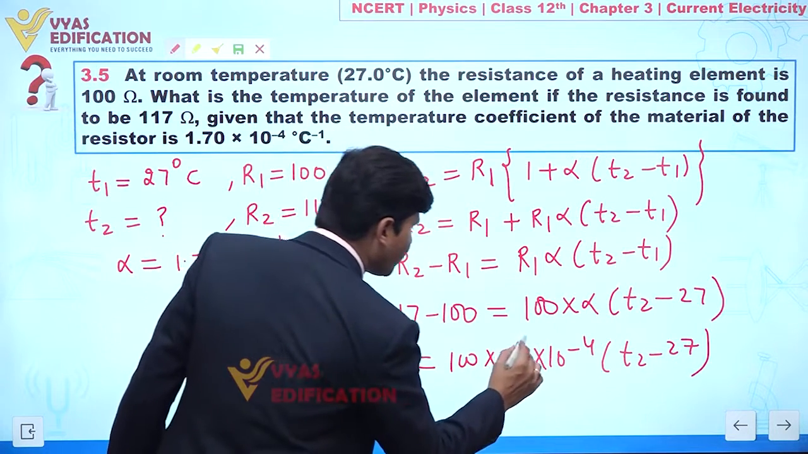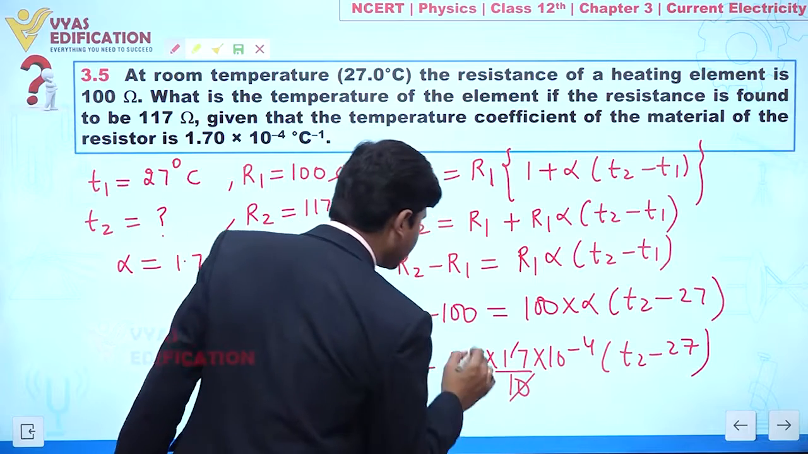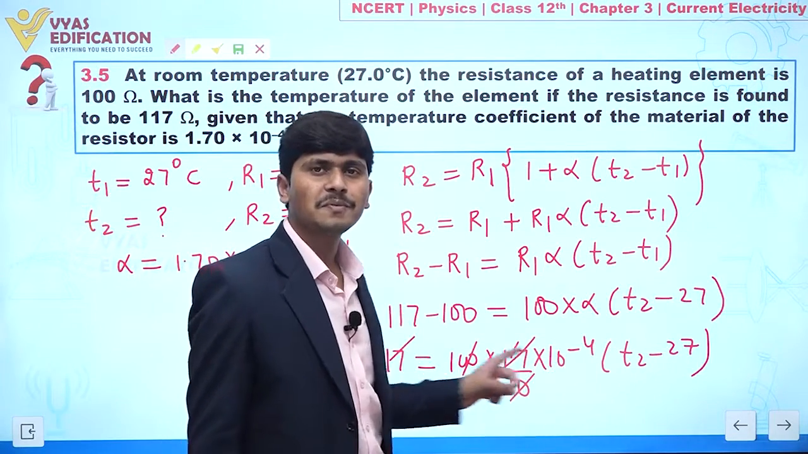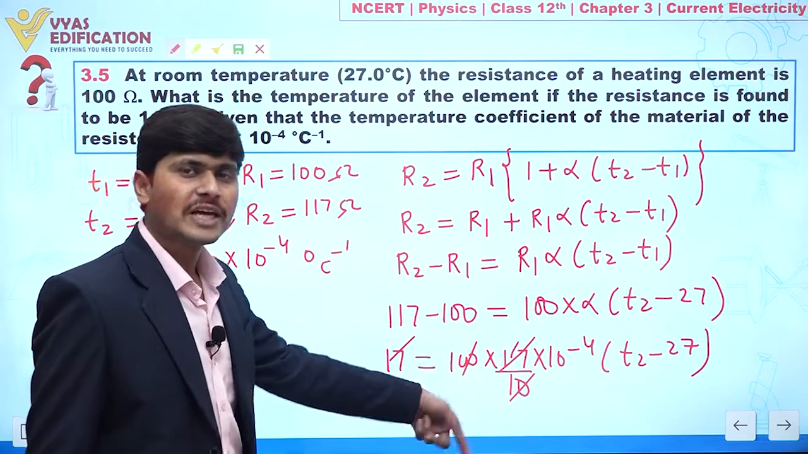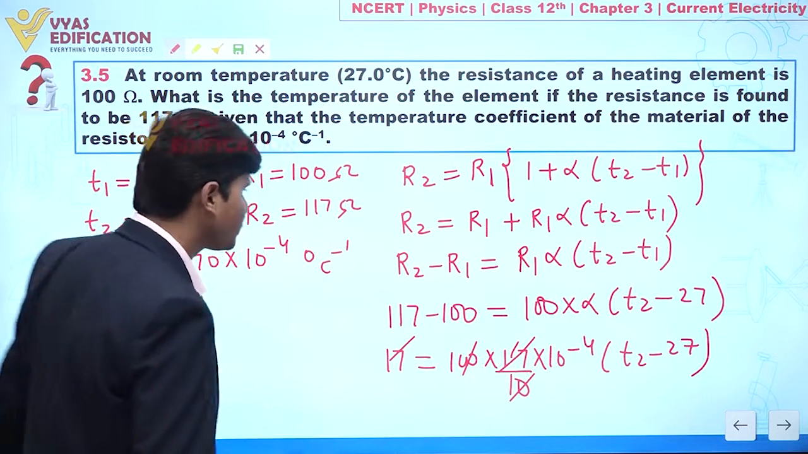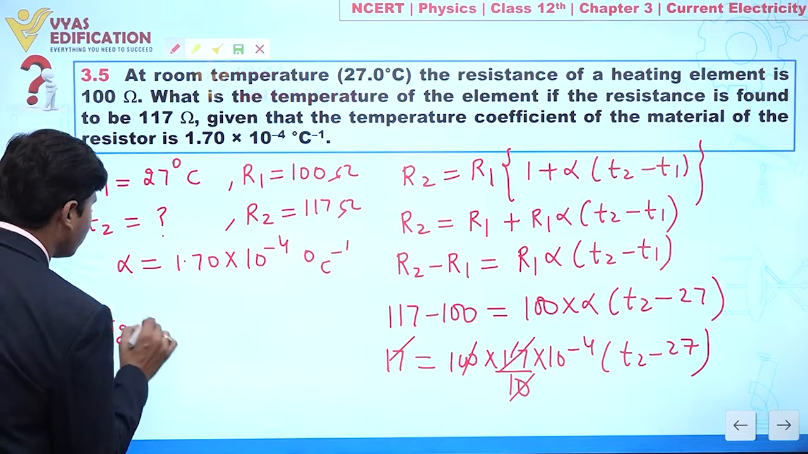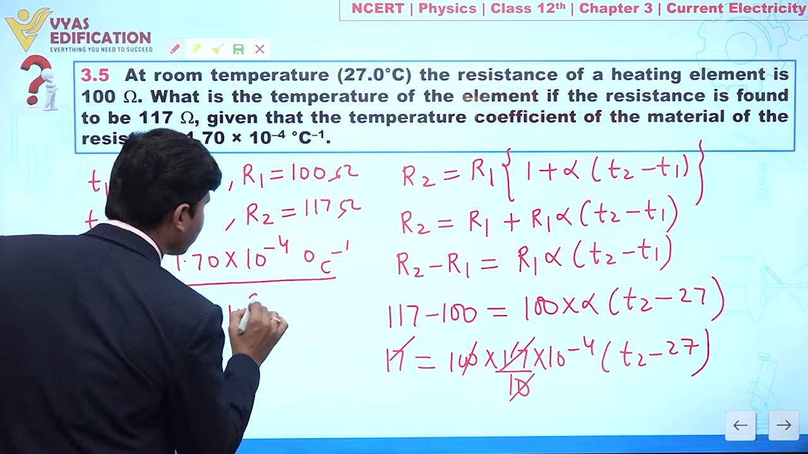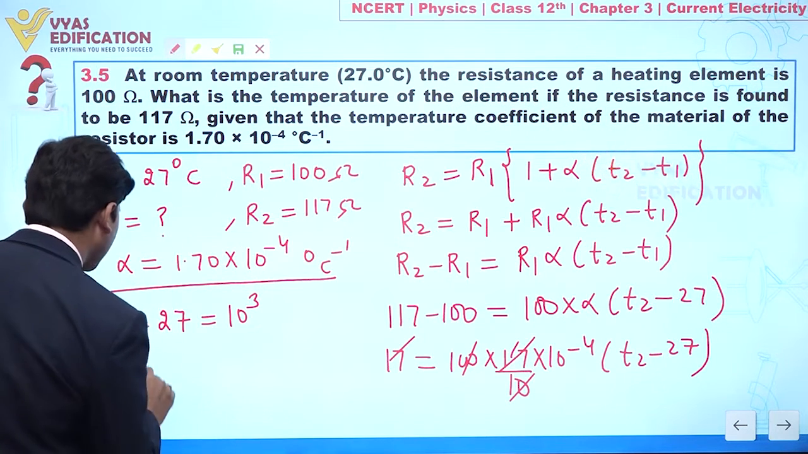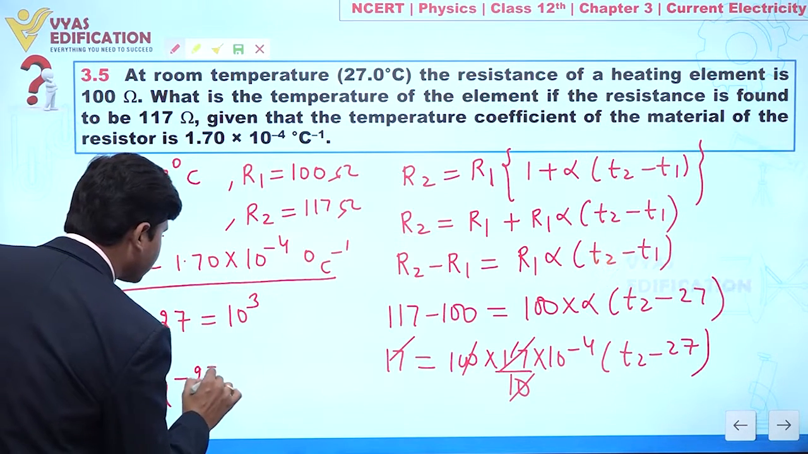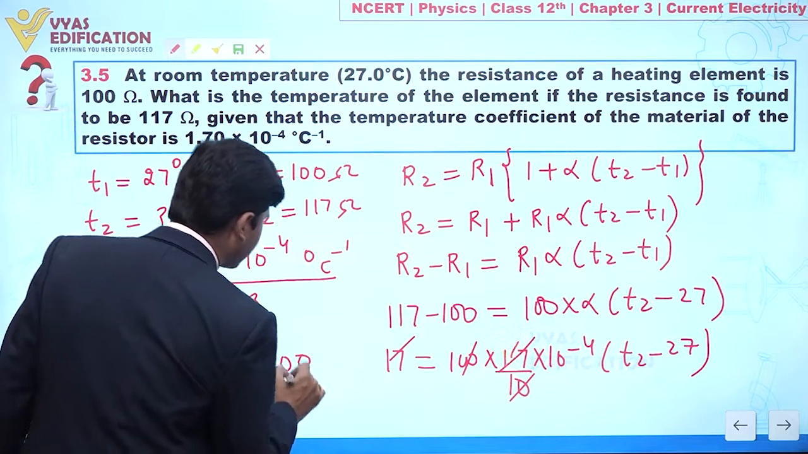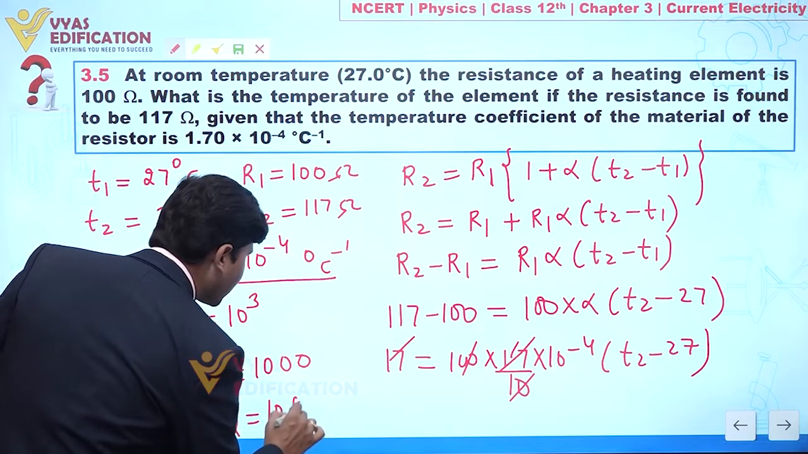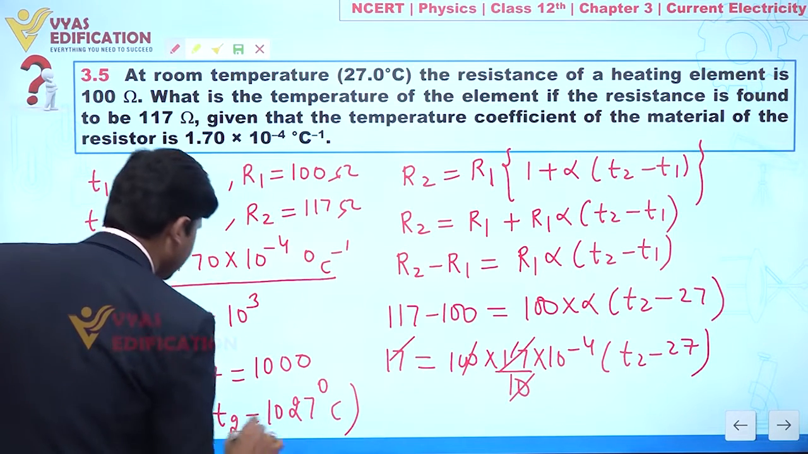Now if we remove the decimal, the 1 cancels, and 17 and 17 also cancel out. 10 to the power minus 4 multiplied by 10 gives 10 to the power minus 3, and when it goes to the left side it becomes 1000. Yes or no? So T2 minus 27 is equal to 10 to the power 3. Clear? So T2 minus 27 is equal to 1000. So the value of T2 is 1027 degrees Celsius.